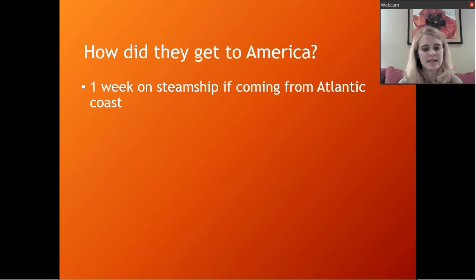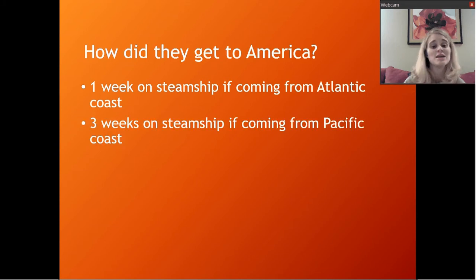And like I said, it takes about 1 week on a ship that's run by steam. So not too terribly long of a trip. However, as we'll talk about in a second, that didn't mean that it was a great trip. If you were coming from Asia, it took about 3 weeks from China to get to the Pacific coast. So again, if you're coming from Asia, you're going to be landing in California, right? So that takes about 3 weeks.